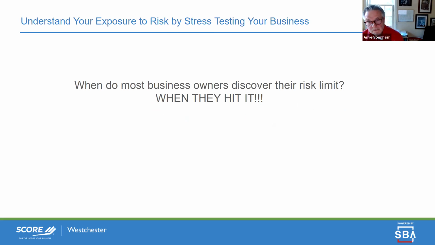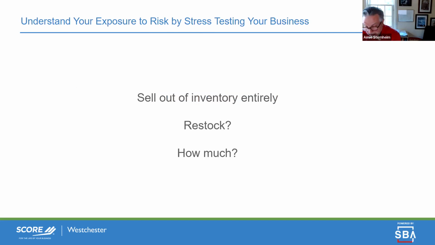And when do most businesses and owners discover their risk limit? When they hit it, when they can't take it anymore. The idea is to do it before. Story about the bicycle business. A successful company that sold high-end bicycles, $2,000 and up, usually more than $2,000.